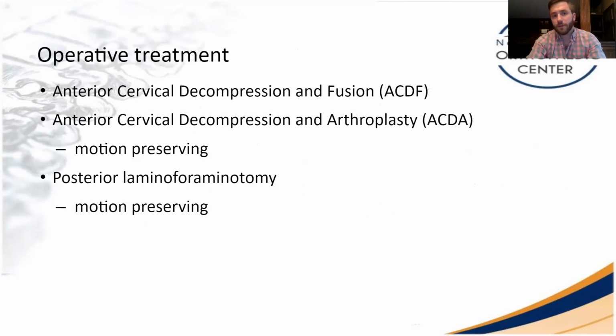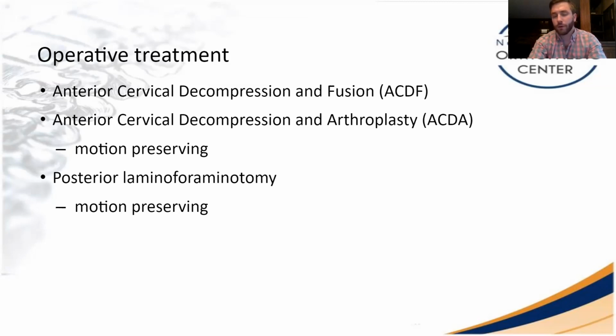Operative management, the gold standard for the past, I don't even know how many years, would be the anterior cervical decompression and fusion, or the ACDF. ACDF is a procedure where you go in through the front of the neck, you make an incision about 2.5 inches long. Usually you try to hide it in a skin crease. And this is actually a fusion procedure where you're putting in bone graft, you're trying to get the bones to fuse. This is done usually with a plate and screws.